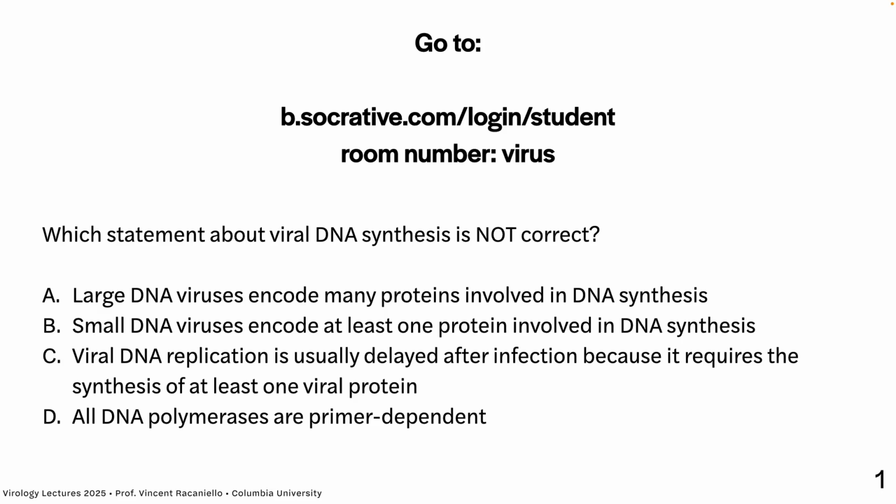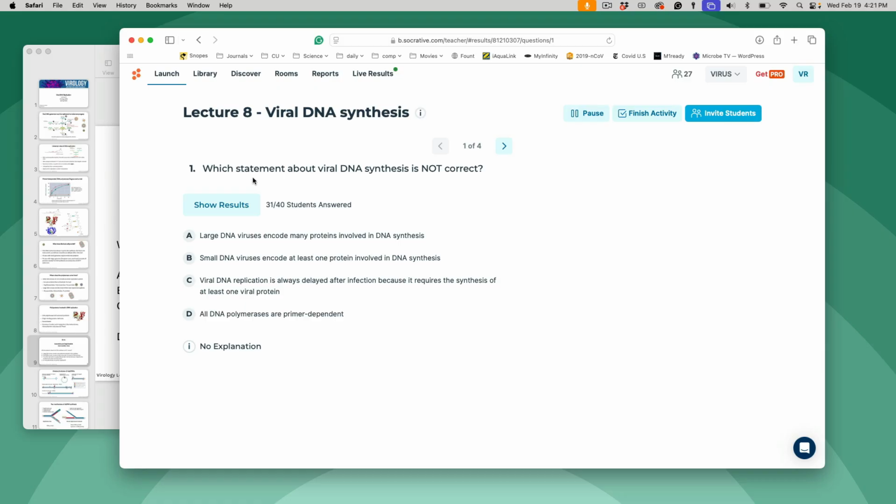What statement about viral DNA synthesis is not correct? Large DNA viruses encode many proteins involved in DNA synthesis. Small DNA viruses encode at least 1 protein involved. Viral DNA replication is usually delayed after infection because it requires the synthesis of at least 1 viral protein. And all DNA polymerases are primer dependent, which is wrong. Let's see how we did.